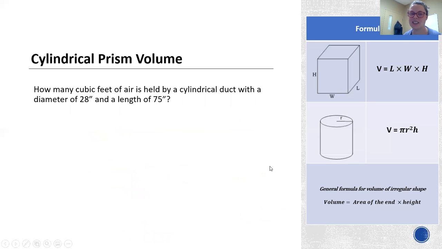All right. Next, we're going to look at cylindrical prism volume. So a cylindrical prism is just anything that's a cylinder, okay, so a cylinder shape. Prism just means a three-dimensional shape. So how many cubic feet of air is held by a cylindrical duct with a diameter of 28 inches and a length of 75 inches?